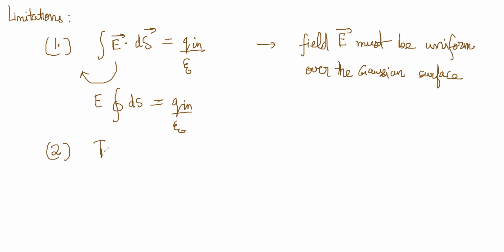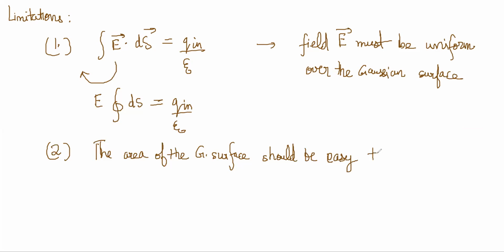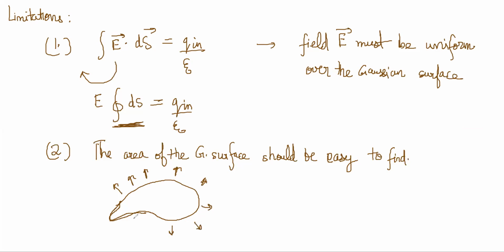Second thing, the area of the Gaussian surface chosen should be easy to find. This integral has to be easy to find, otherwise what is the point? If I take a Gaussian surface like this, even if I know that E is uniform, how will I find the area of the surface? I don't know some formula for area. It will be a hard integral.